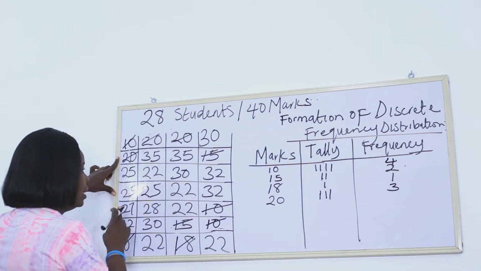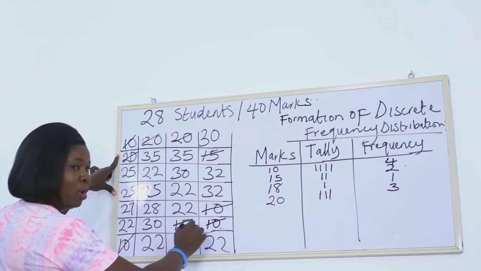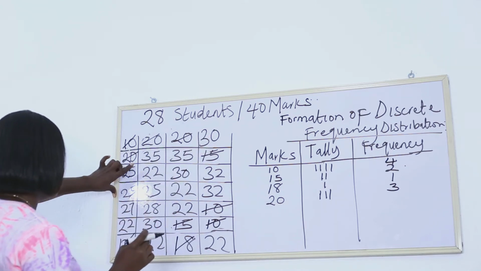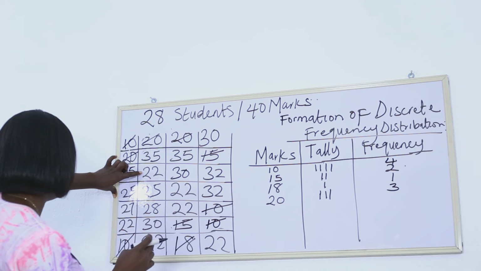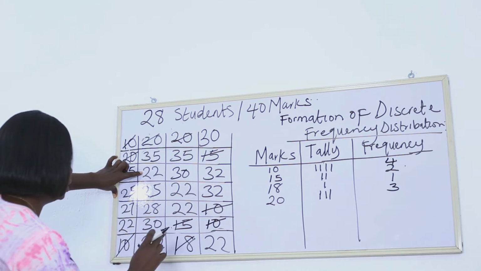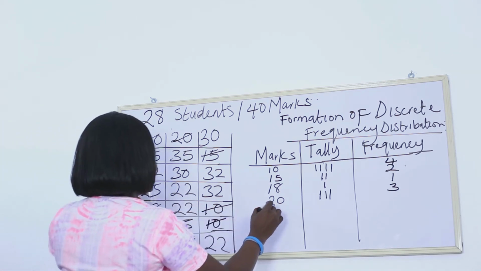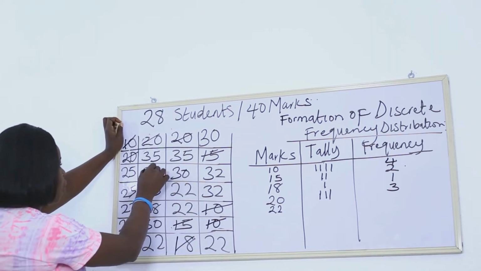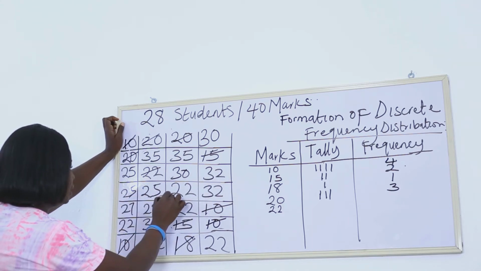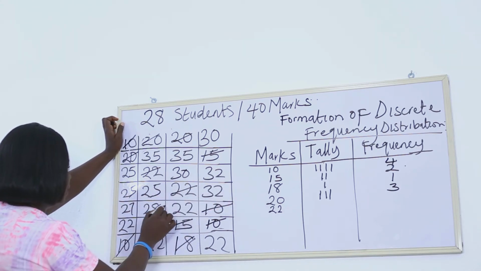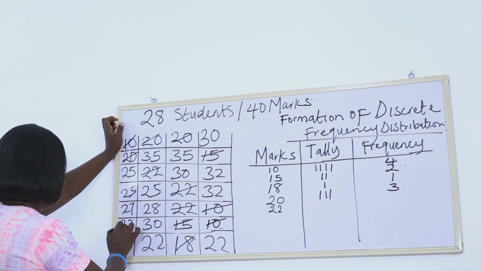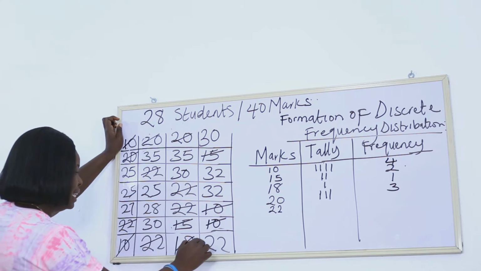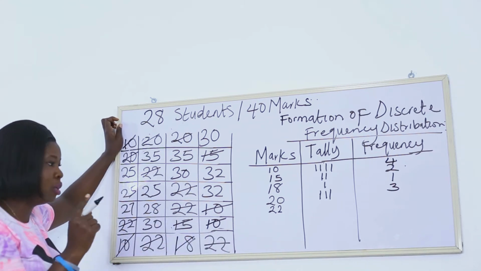We have to check properly so that we don't make a mistake, and that is why I'm cancelling the values that I've marked out. Then the next value after 20 is 22. So I come here and write out 22. How many times has 22 occurred? 1, 2, 3, 4, 5, we check properly. Then 6. 22 has occurred 6 times.